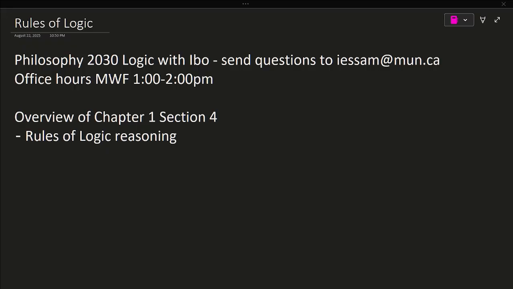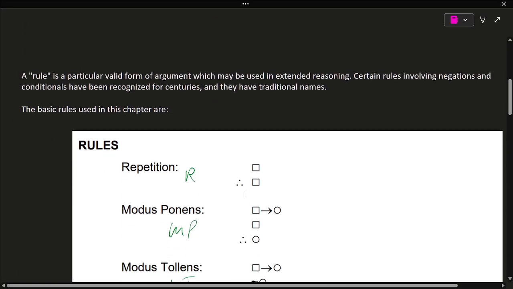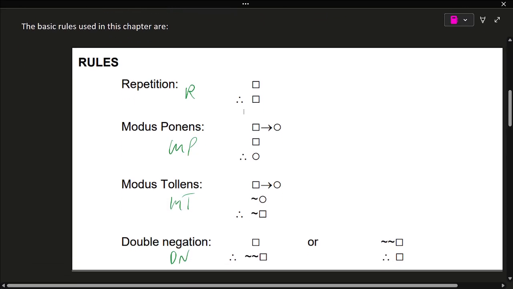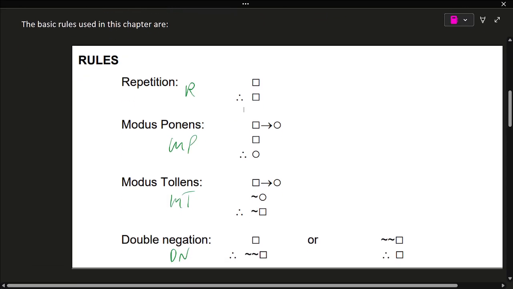Today I'll be going over Chapter 1, Section 4, Rules of Logic Reasoning. By definition, a rule is a particular form of argument, which may be used in extended reasoning. Certain rules involving negations and conditionals have been recognized for centuries, and they have traditional names. The basic rules used in this chapter are repetition, modus ponens, modus tollens, and double negation.